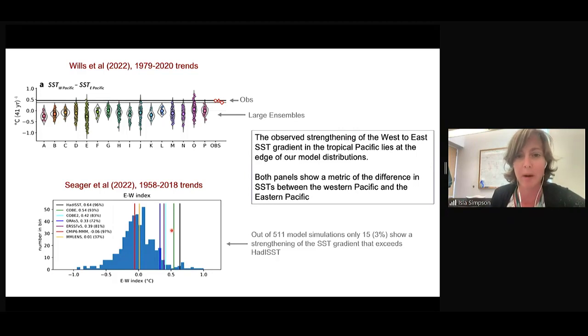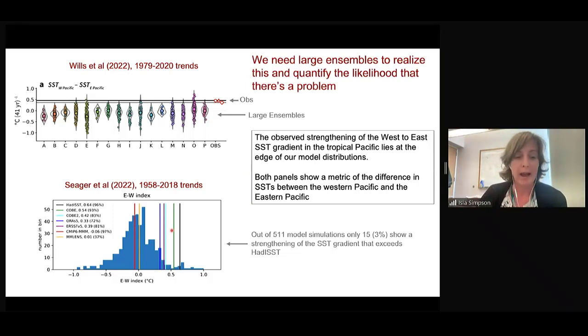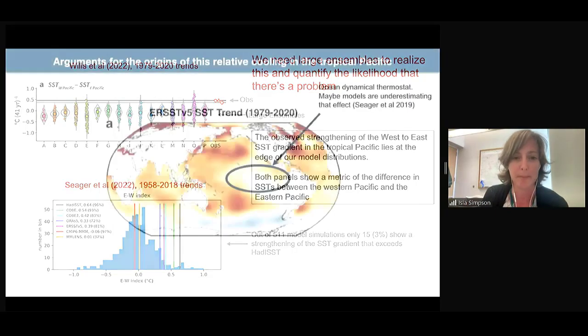So we have a dilemma here. Is what we've seen in the real world just a very unlikely occurrence of natural variability? Or do we have something wrong in our models, whether that be the forced climate change signal or internal variability? I think that's still somewhat of an open question, but there's more and more evidence that we may have something wrong here. And one thing I want to emphasize, just like Tapio did, is that we really need large ensembles to be able to see this. We need many members to know where the real world is sitting in terms of the probability of occurrence if we take our models as being the truth.